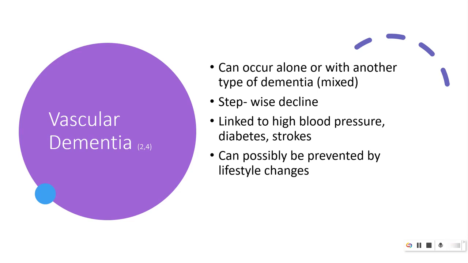The cause of vascular dementia is when something interferes with the flow of blood and oxygen to the brain. Things like diabetes, which can cause too much sugar in the vessels. Smoking can cause the blood vessels to get smaller, as can other vascular diseases. There is a strong link between cardiovascular disease and vascular dementia, such as high blood pressure, high cholesterol, and obesity. There's also a strong link with any cerebral vascular diseases, such as strokes. Vascular dementia can possibly be prevented by lifestyle changes.